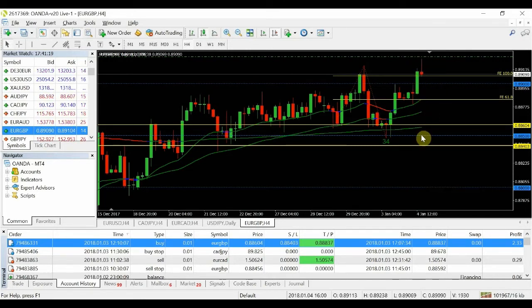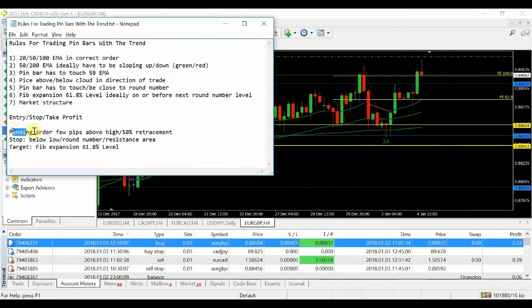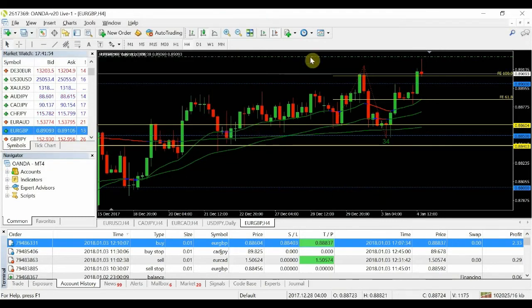And yeah, you could have gone to 100, but that was kind of my logic in terms of trading the pin bars. So either do a pending order a few pips above the high or low, or do a 50% retracement of the pin bar. Stop below the low, round numbers for resistance area. So like I mentioned, target is the 61.8 fib level, for fib expansion. So that's the logic that I'm going through to trade these things.